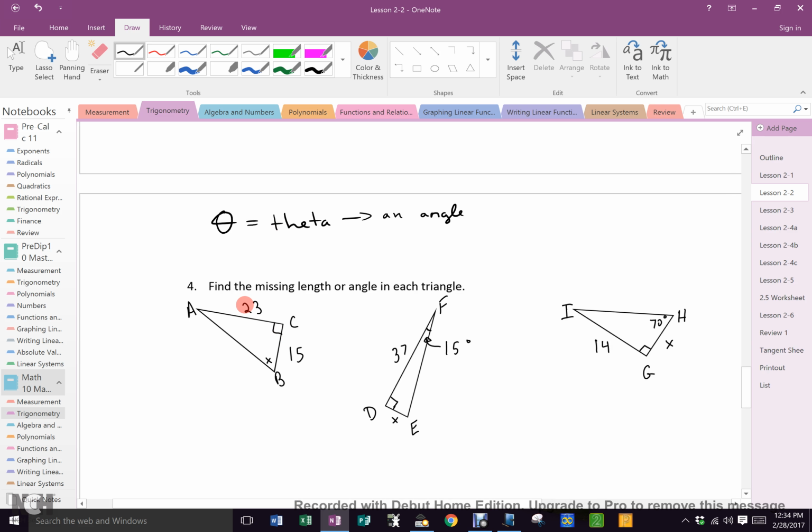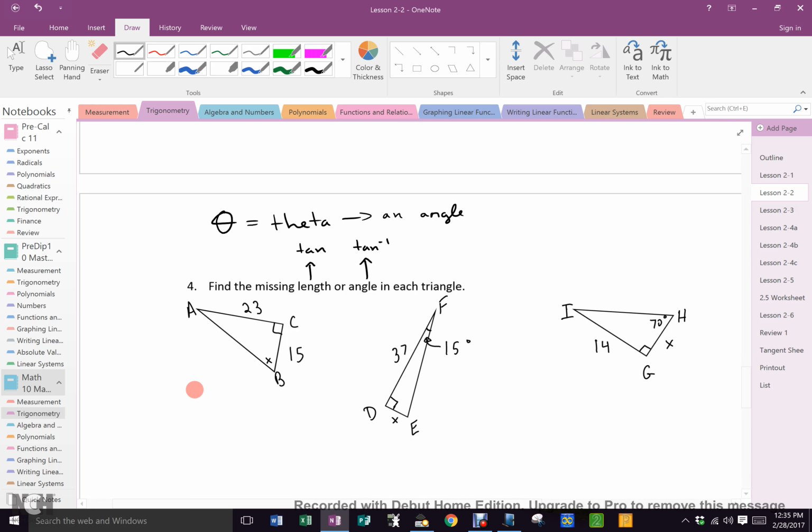So we are going to look at just this first question. Find the missing length or angle. Missing length is tan. Missing angle is shift tan. Cool? So what do I need in A? An angle or a side? Angle. So I'm going to be shift tan, yes?